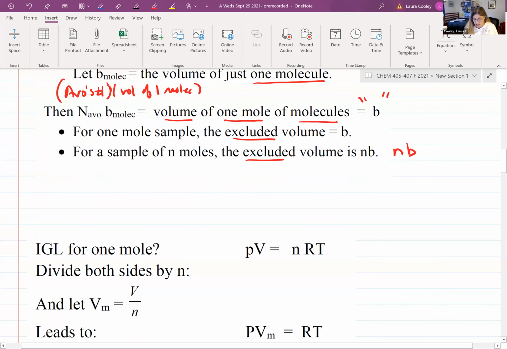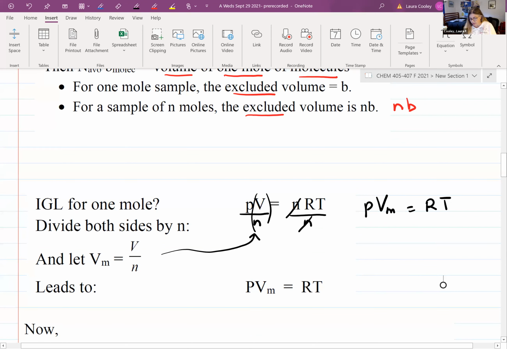So if we start with the ideal gas law, let's create the ideal gas law for 1 mole by dividing by the number of moles here. So here your moles goes away. This V over n is the molar volume. So this is kind of an ideal gas law for 1 mole. And it uses the molar volume instead of the volume, and it doesn't have an n. And so we end up with this formula here.